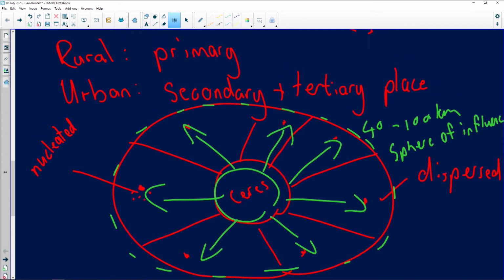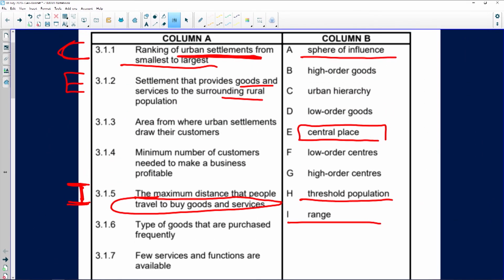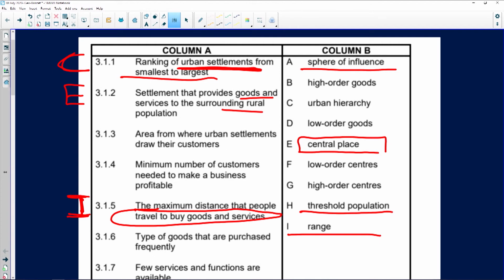Okay. Now, once again, just want to go back to our question. The area from where urban settlements draw its customers, the correct answer will be A. Now, just to explain this to you, let's quickly compare Johannesburg and a small town, for instance, like Kroonstad in the Free State, or Harrismith.